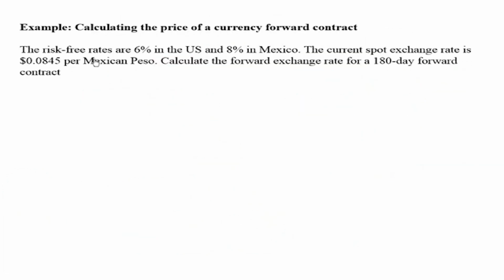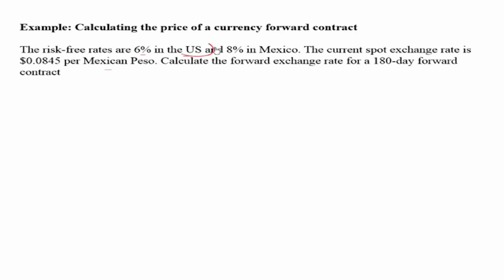The risk-free rates are 6% in the US and 8% in Mexico. The current spot exchange rate is $0.085 per Mexican peso. Calculate the forward exchange rate for a 180-day forward contract.